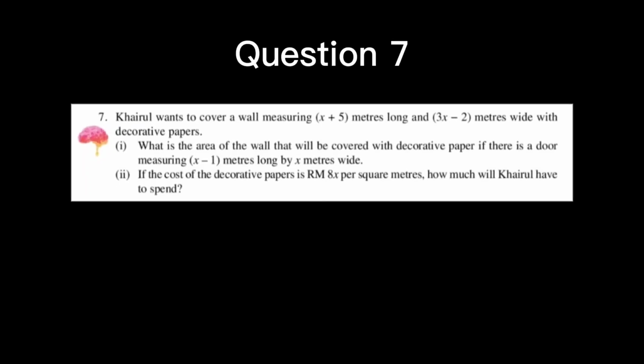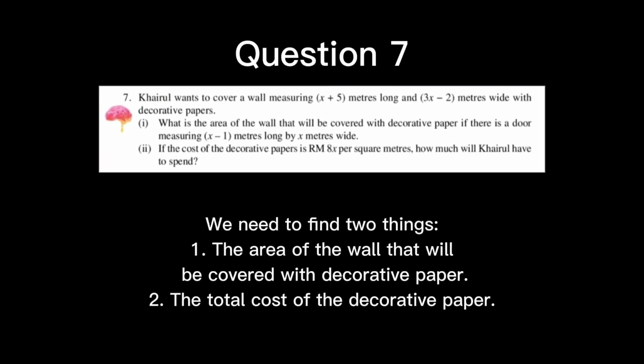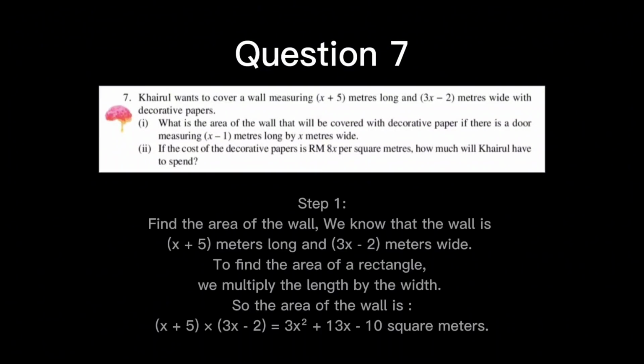Question 7. Carol's wall. We need to find two things. 1. The area of the wall that will be covered with decorative paper. 2. The total cost of the decorative paper. Step 1. Find the area of the wall. We know that the wall is x + 5 meters long and 3x + 2 meters wide.